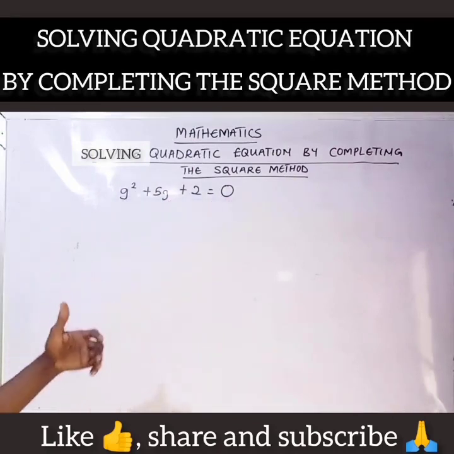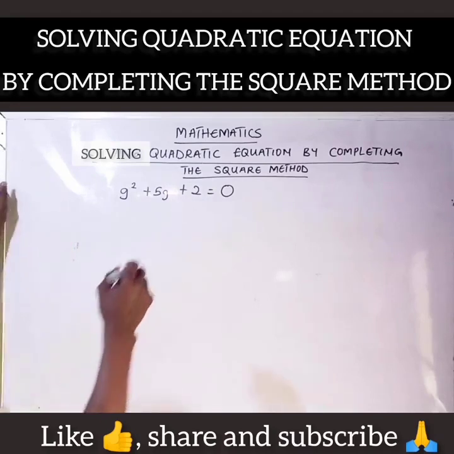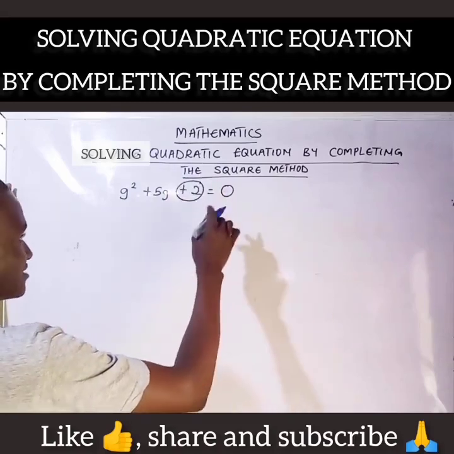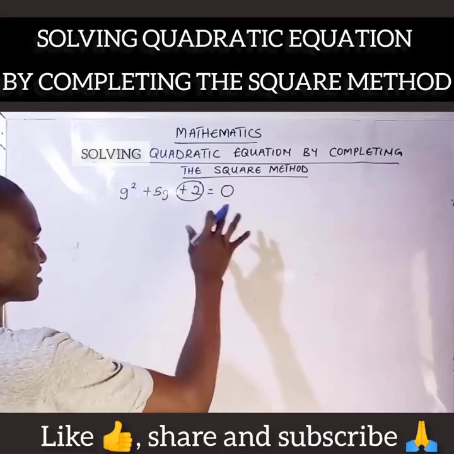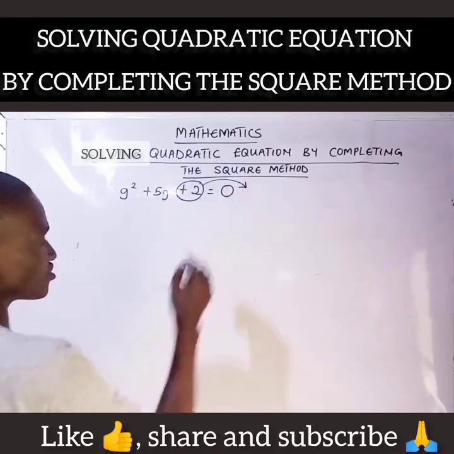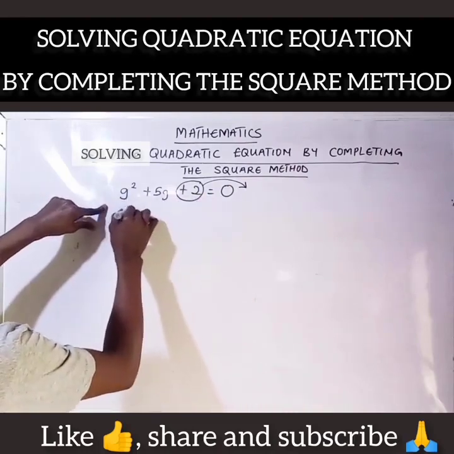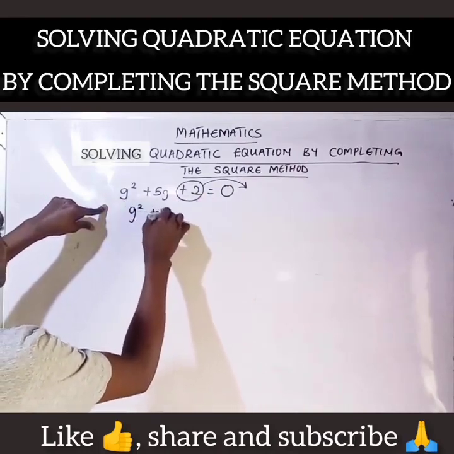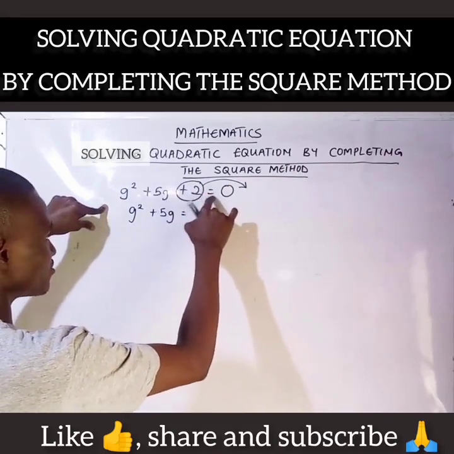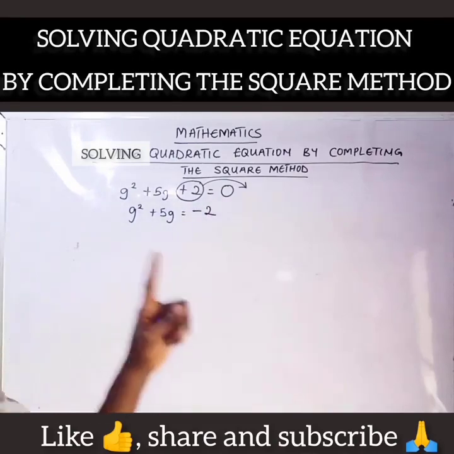So we want to solve this question by method of completing the square. Now, the first thing I always do is to take this number that is without any letter, the term without x, without the letter, without the algebra. I'll bring it here. We used to call that the constant. That's my first step. Then that means I'm going to have g squared plus 5g, which is equal to, and when this crosses this equal to sign, it becomes a negative 2. That is my first step.